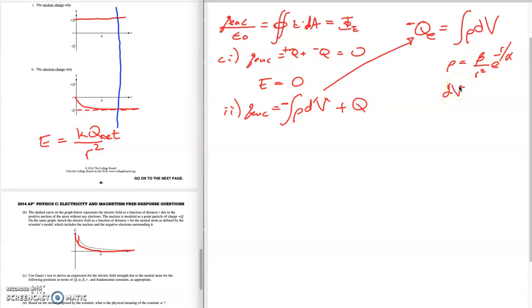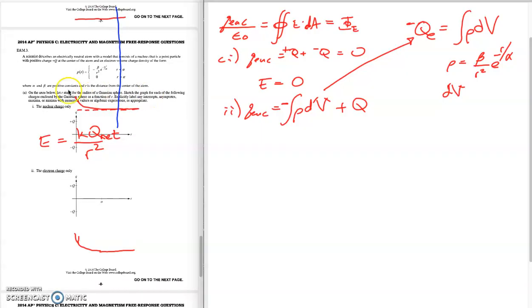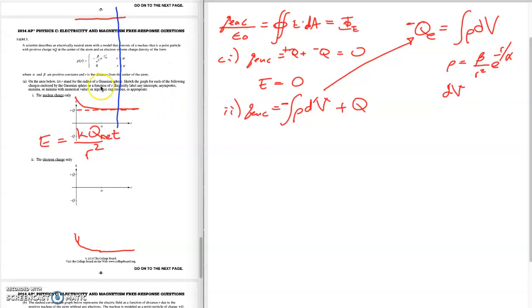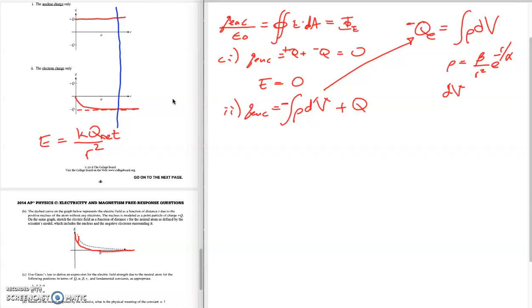And they told us that it is spherical. Did they tell us? They had to have told us that it was spherical. Where is it? Point particle. There's at the center. Distance from the center. They do say Gaussian sphere. So they've told us that we're using a sphere here.